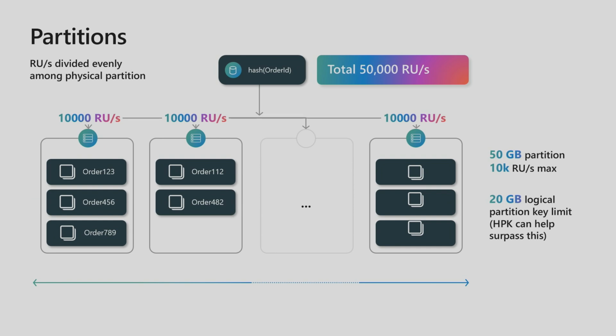Within the physical partitions, like I said, we have logical partitions as well, and each logical partition can hold up to 20 GB of data. So for each value of your partition key, like we saw before, order 123 is an order ID, that order ID specifically can hold up to 20 GB of data. If you anticipate that some order IDs will have more than 20 GB of data, you can use a feature called hierarchical partition keys, which we'll also touch on later, that can help you add more levels to your partition key and surpass that 20 GB limit.